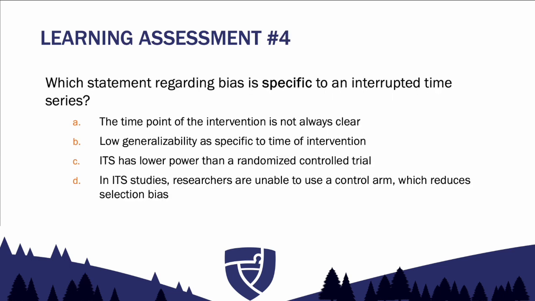And now we have our fourth learning assessment question. Which statement regarding bias is specific to an interrupted time series? A, the time point of the intervention is not always clear. B, low generalizability is specific to the time of the intervention. C, interrupted time series has lower power than a randomized controlled trial. Or D, in interrupted time series studies, researchers are unable to use a control arm, which reduces selection bias.